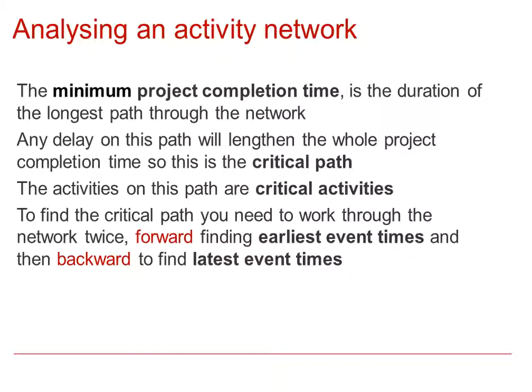The analysis of an activity network involves finding something called the minimum project completion time, which is the duration of the longest path through the network. Any delay on this path will lengthen the whole project completion time, so this then is the critical path. The activities on this path are critical activities. To find the critical path, you need to work through the network twice: forward, finding the earliest event times, and then backward to find latest event times.